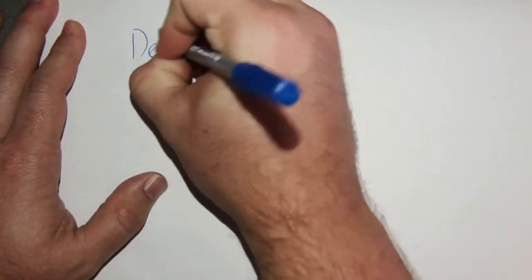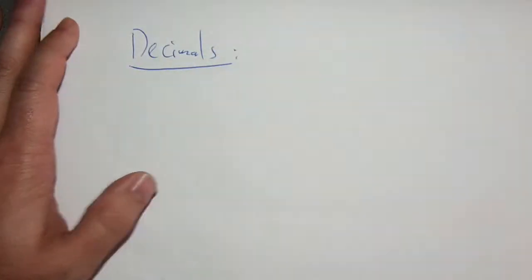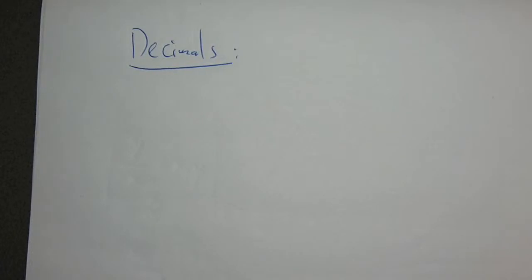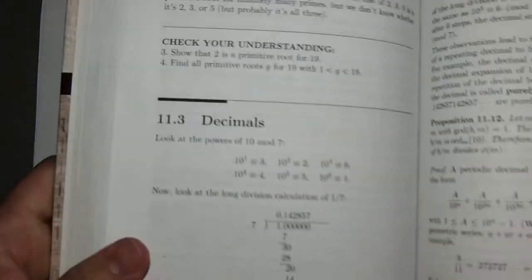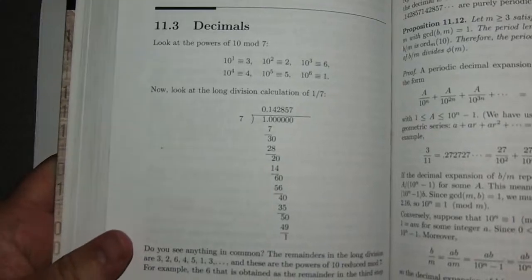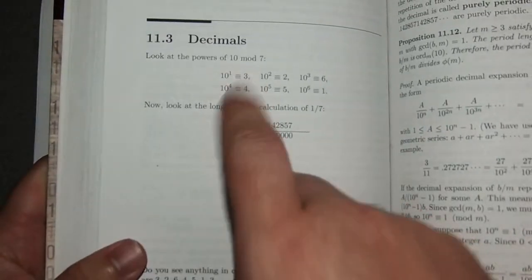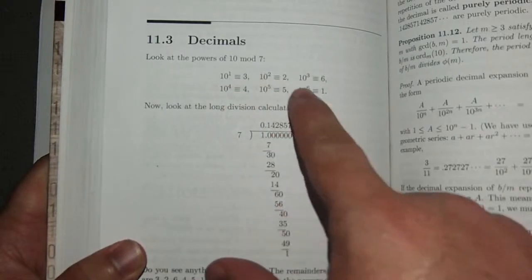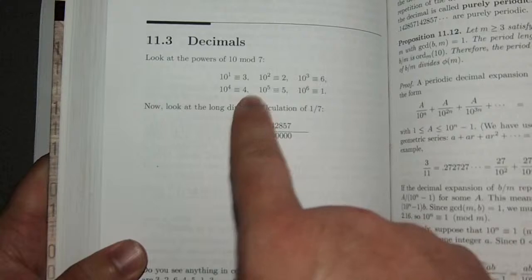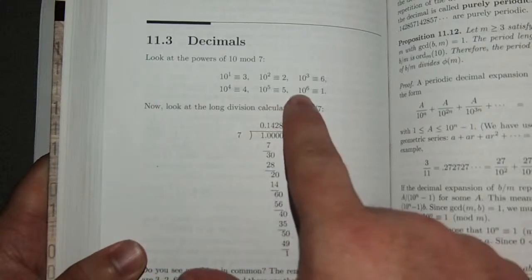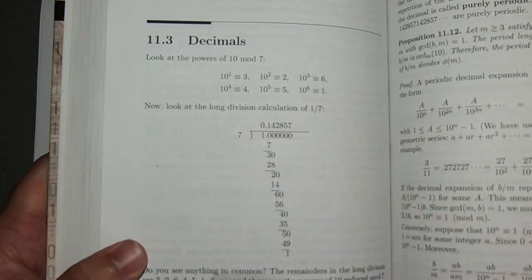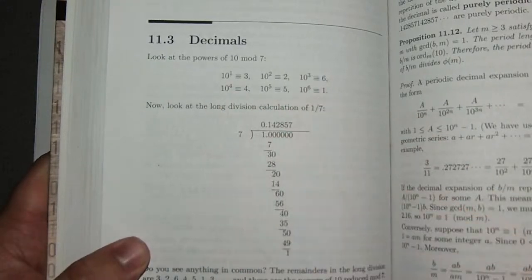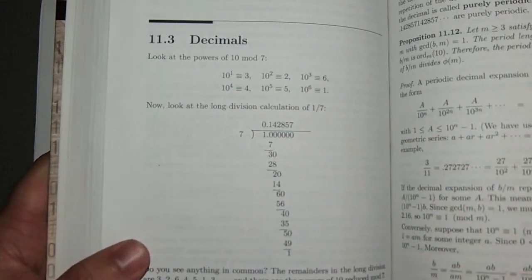So decimals. Rather than actually write out this long division, I'm going to refer to the book here. The book lists the powers of 10 mod 7, right? So 10 to the first mod 7 is 3, 10 squared is 2, 10 cubed is 6, 10 to the fourth is 4, 10 to the fifth is 5, and 10 to the sixth is 1. Of course 10 to the 7th is just going to repeat after that once you have 10 to the 6 is 1. So then let's just look at the long division calculation of 1 over 7.